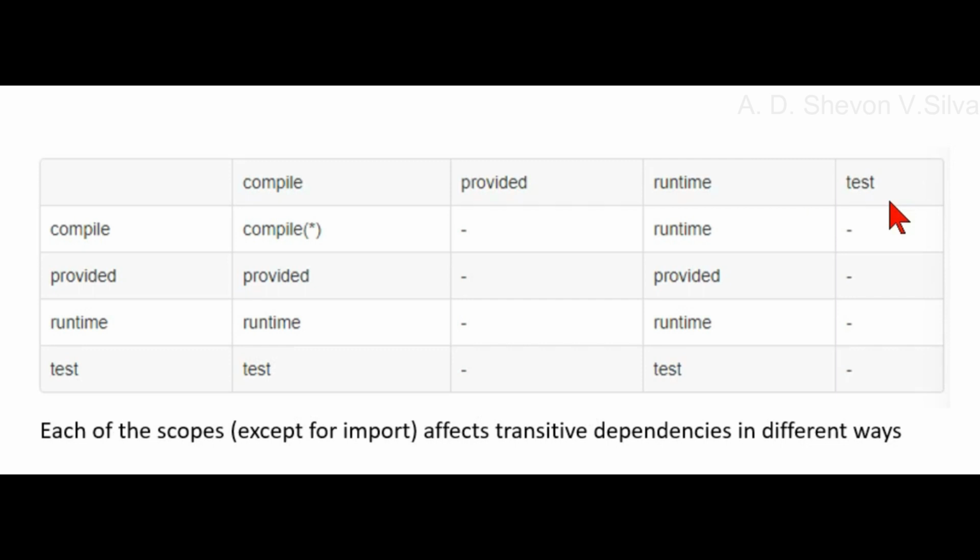Test, this scope indicates the dependency is not required for normal use of the application, and is only available for test compilation and execution phases. The scope is not transitive. Typically, this scope is used for test libraries such as JUnit and Mockito.